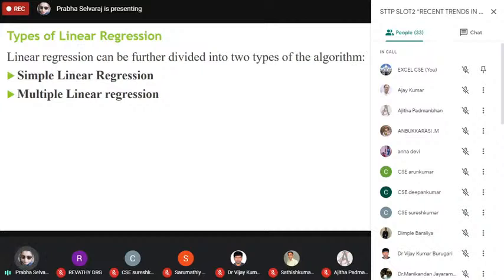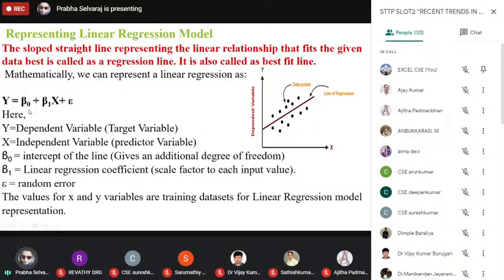Okay, so types of linear regression. Linear regression is further divided into two: simple linear regression and multiple linear regression. What is simple linear regression? If a single independent variable is used to predict the value of a numerical dependent variable, then you call it a simple regression. Look at this example.